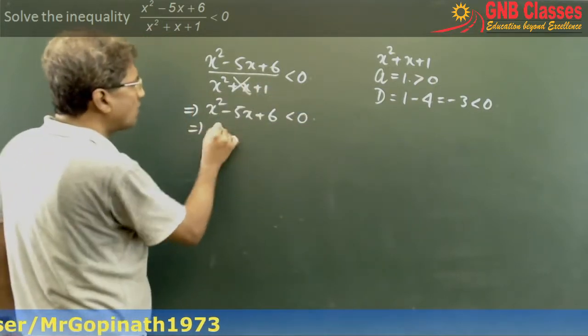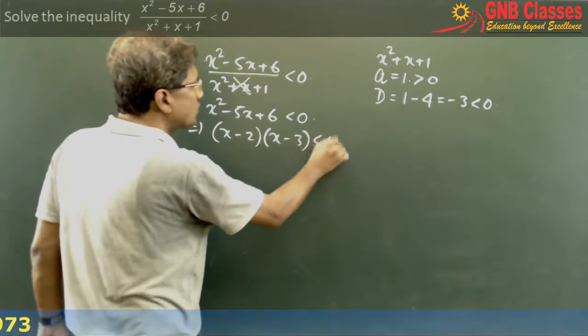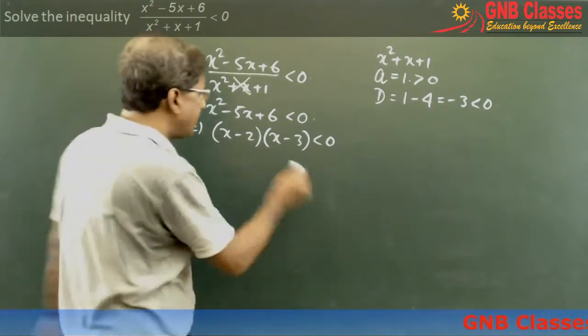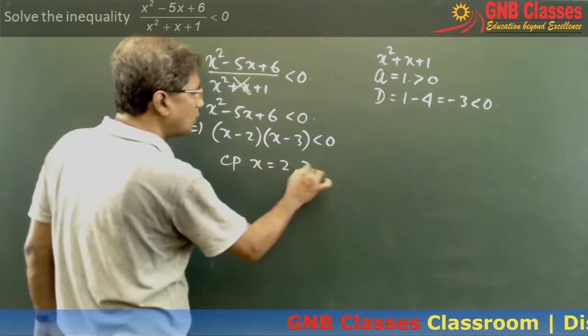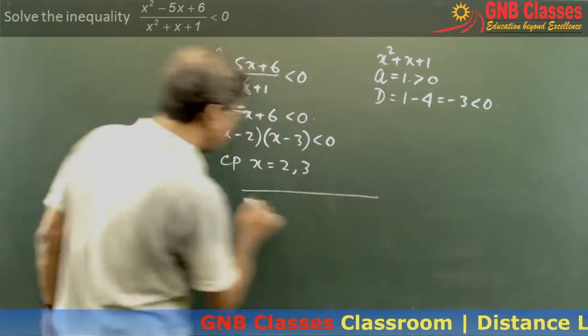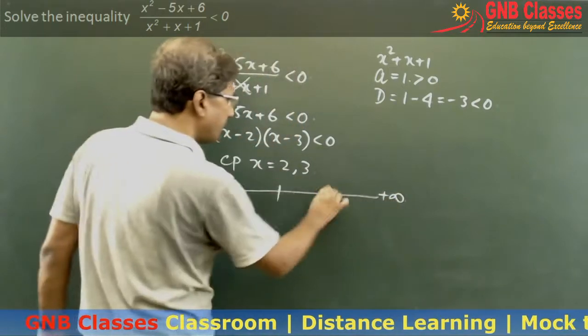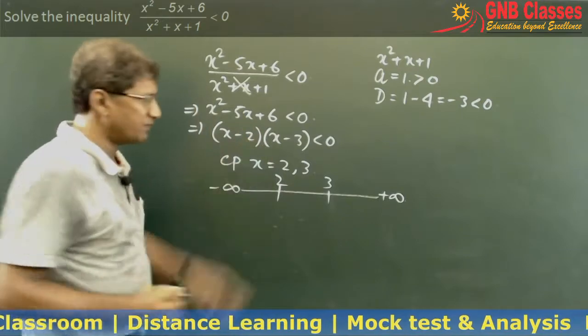Okay. Now if I go for factorization, we are going to get (x minus 2) into (x minus 3) is less than 0. Clear? Okay. Now what do we do? Now, what will be its critical points? Critical points are 2 and 3. So take a number line. Minus infinity, plus infinity. 2 and 3 you write in ascending order. You can remember, no? Okay.